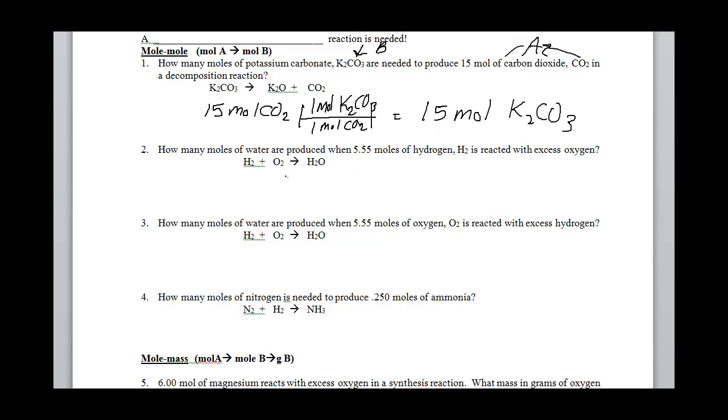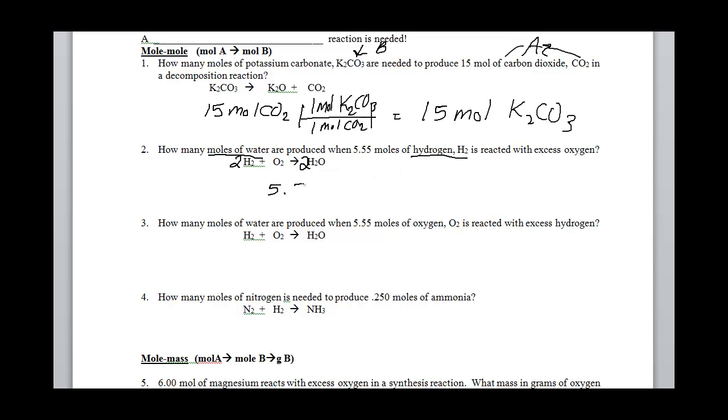Okay, well, let's look at this one. First thing, let's go back and make sure that it's balanced. So I need 2 there, 2 there. So this isn't necessarily all going to be a 1-to-1. So I write down again, this is what I'm given. I have 5.5 moles of hydrogen. What do I want to know? Okay, this is the other thing I'd underline or highlight. I want to know how many moles of water.